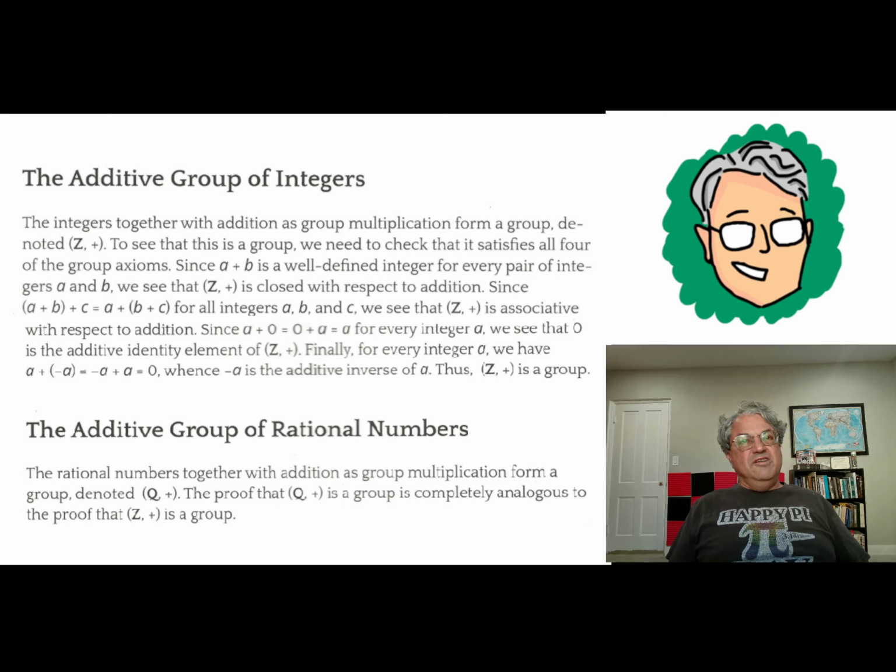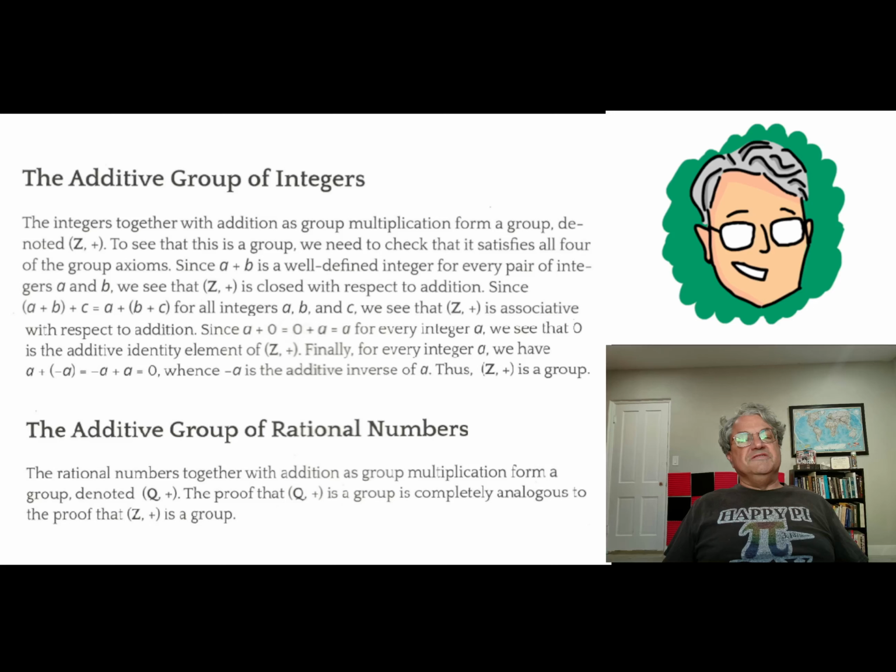What about identity? Well, 0 turns out to be the additive identity element because when you add anything to 0, you get the thing you started with. 3 plus 0 is 3, minus 5 plus 0 is minus 5. You get the idea. So 0 is the additive identity. What about inverse? Well, the inverse is just the negative. For instance, minus 5 is the additive inverse of 5, because minus 5 plus 5, you get 0. So I think that's pretty clear. The integers with respect to addition do form a group. And that's the first example.